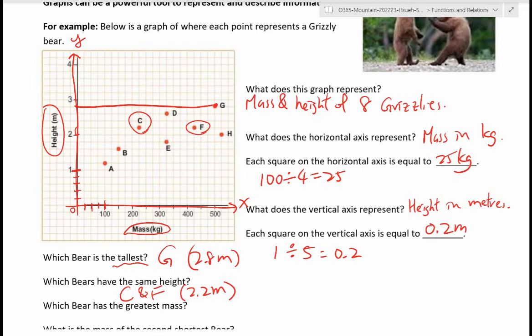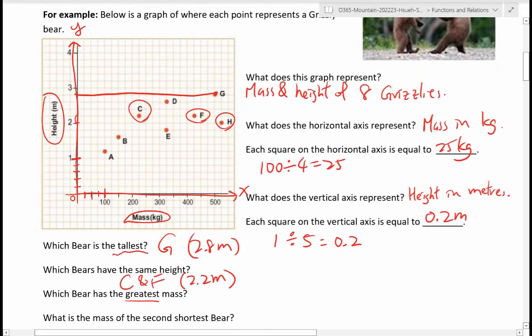Which bear has the greatest mass? If we're looking at mass, then we're looking at the horizontal axis, and we want the greatest. So we want the point that is furthest to the right, which is this point right here, H. So grizzly bear H would be the heaviest. How much does this bear weigh? That's 500 and 1 square after 500, and we know each square is worth 25. So this will be 525 kilograms.